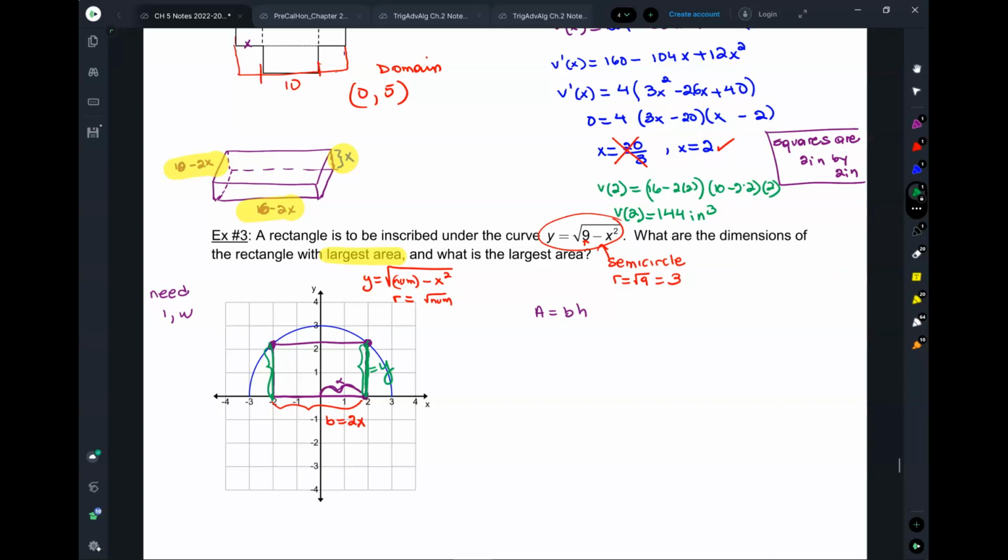Right. So now, let's write that down. A of x is equal to the base times the y. But what is the y? It's this function. So again, whenever you have a rectangle inscribed under a function, it's always going to be 2x times the function every single time. Since this is what we need to make into a maximum, we want to take a derivative of this. So let's write it in a way that is more conducive to derivative.